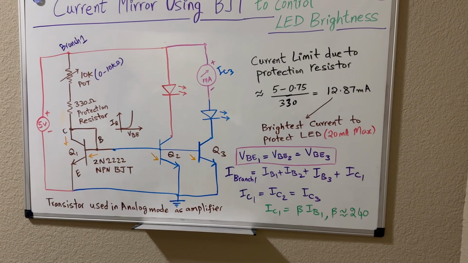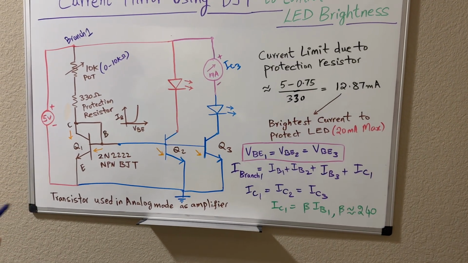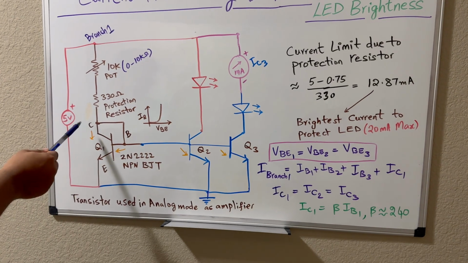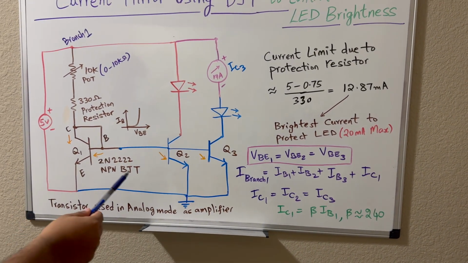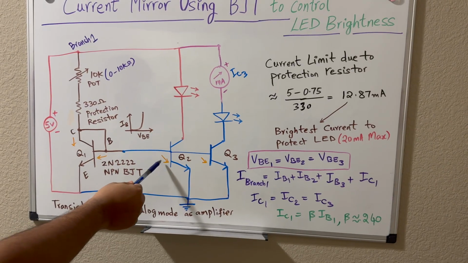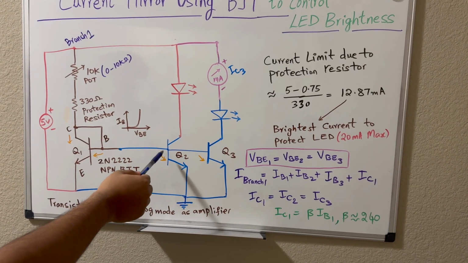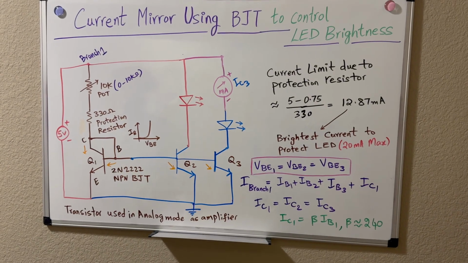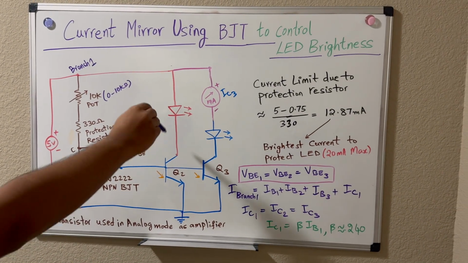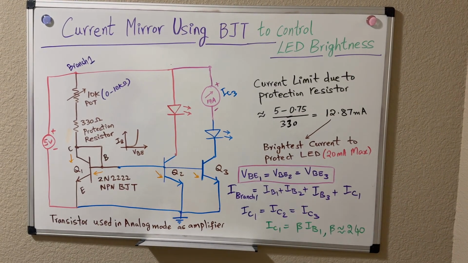And then for the current, the first branch's current is the current of the collector as well as the base, and it also takes into account the current here on the base-emitter of Q2 and Q3, whereas the current on the other 2 branches is only the collector current for both of those LEDs.